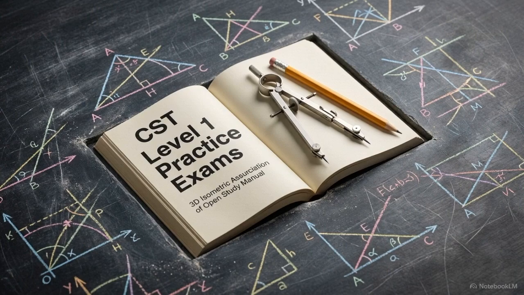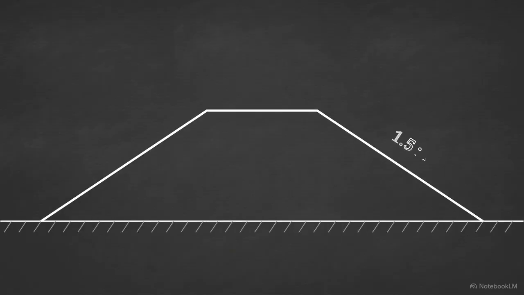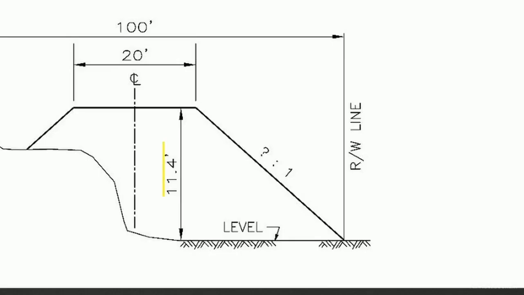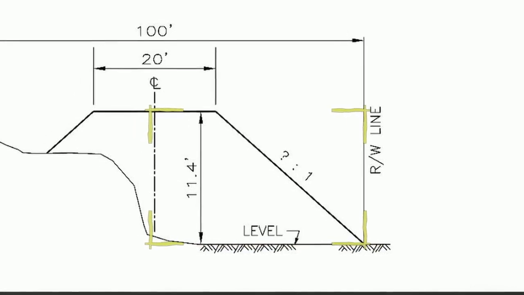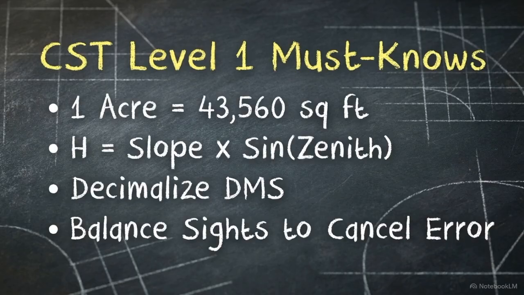Question 45 combines map reading and geometry. You must determine the area of fill for a 1.5 to 1 side slope with a depth of 11.4 feet. The cross-section identifies the critical dimensions, the 11.4-foot vertical drop and unknown horizontal run. Multiplying the 1.5 ratio by the height gives a 17.1-foot base. Using the area formula for a triangle, 0.5 times base times height, we reach a final solution of 97.5 square feet. Take a screenshot of this summary and include it in your reference binder.